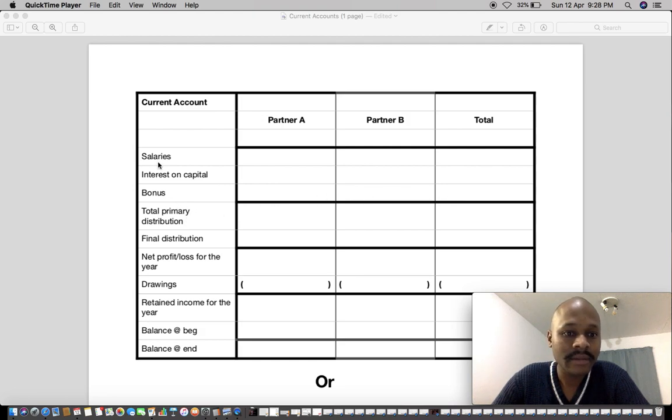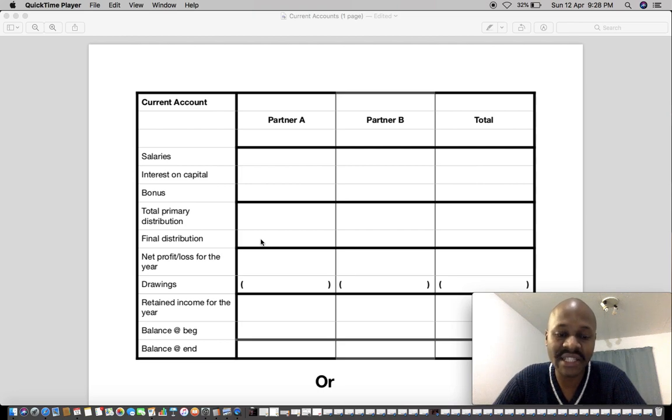Salaries, interest on capital, and a bonus together are what we call primary distribution. Primary distribution we get by adding salaries, interest on capital, and a bonus. You transfer the two combined amounts to the total column. We will then have final distribution.